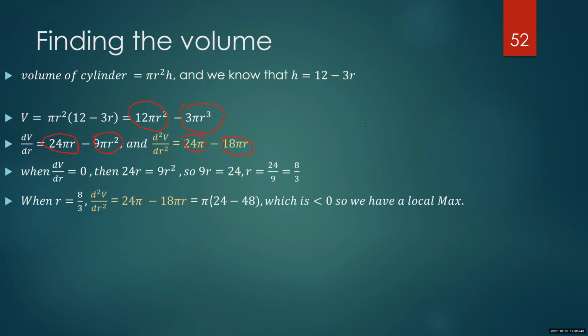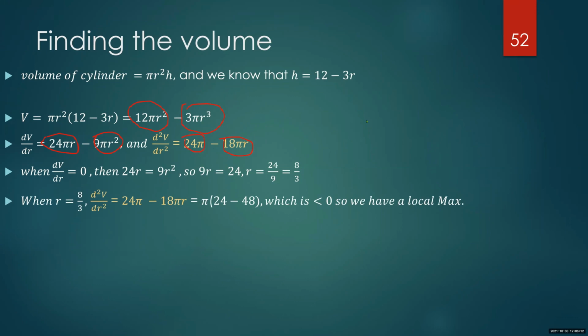So when r is equal to 8 over 3, d2V/dr squared, which is 24 pi minus 18 pi r, becomes pi into 24 minus 48, because 8 over 3 multiplied by 18 is 48. And this is always less than 0. 48 is always bigger than 24. When you subtract them, you get a negative number. So we know it's a local maximum.